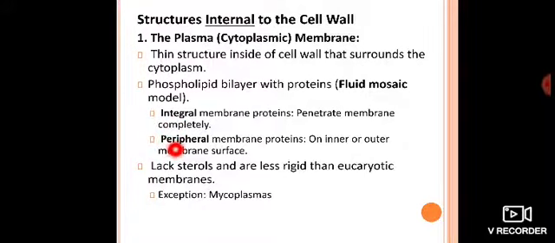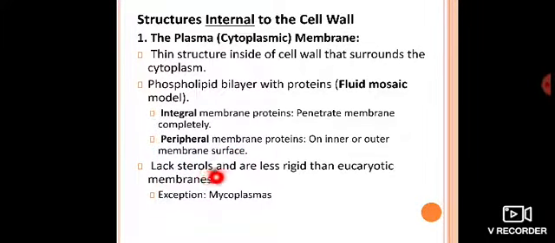Now integral and peripheral means those two types of protein. The first one is integral, the second one is peripheral. So the integral membrane protein penetrates the membrane completely. And second, the peripheral membrane protein is present on the inner or outer membrane surface.